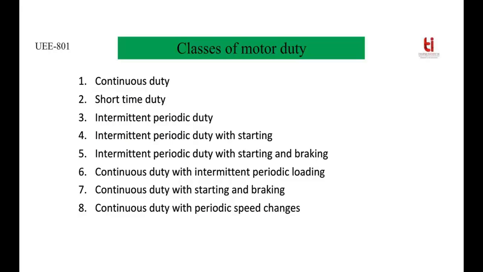So from these classes you can observe whether it is continuous or intermittent. Continuous duty means your machine is always on. That means it may be at unloaded or loaded conditions. Short time duty means for some duration of time your machine is on, then the machine is off. The difference between short time duty and intermittent periodic duty is that in short time duty the machine is off for a long duration of time, but in intermittent periodic duty the machine is off for a short duration of time.